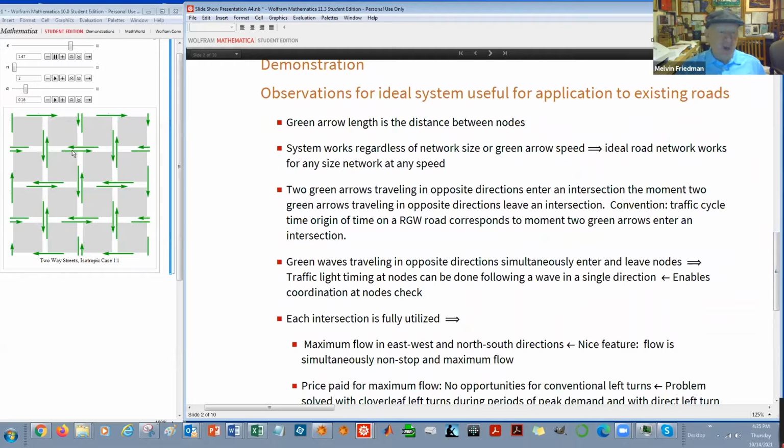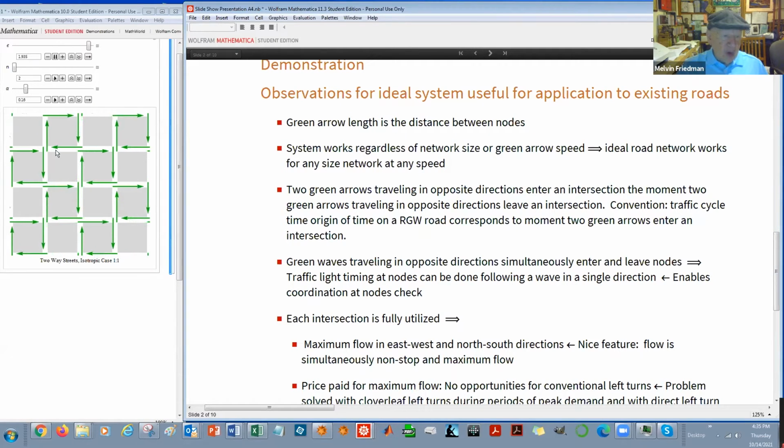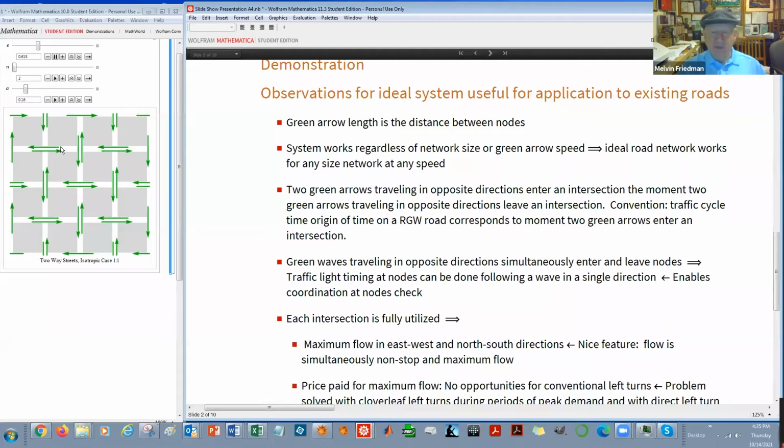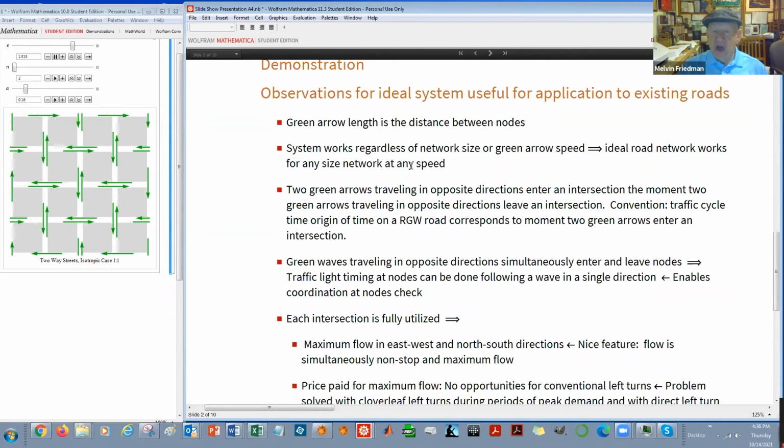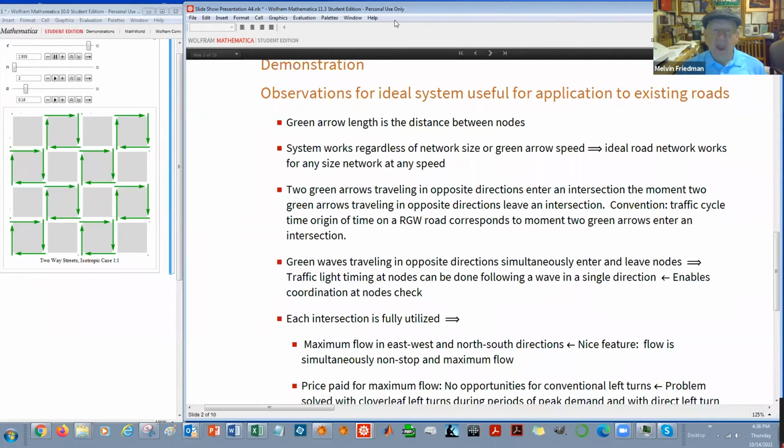There are some observations one can make looking at this demonstration. Each green arrow is a distance between nodes. Here's one node, and here's another node, and the green arrow is very nearly equal to that distance. The other thing you want to realize is that the system works regardless of the network size or the green arrow speed. And I can demonstrate that.